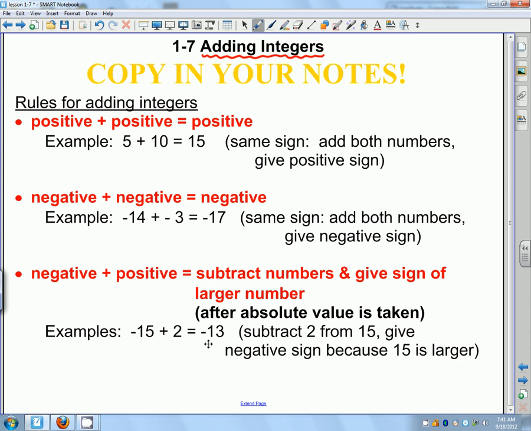Now, this looks like a lot of notes, but you're going to want to make sure you have it because it's super important. So, rules for adding integers. You might want to push pause if you need a little more time to copy this down.